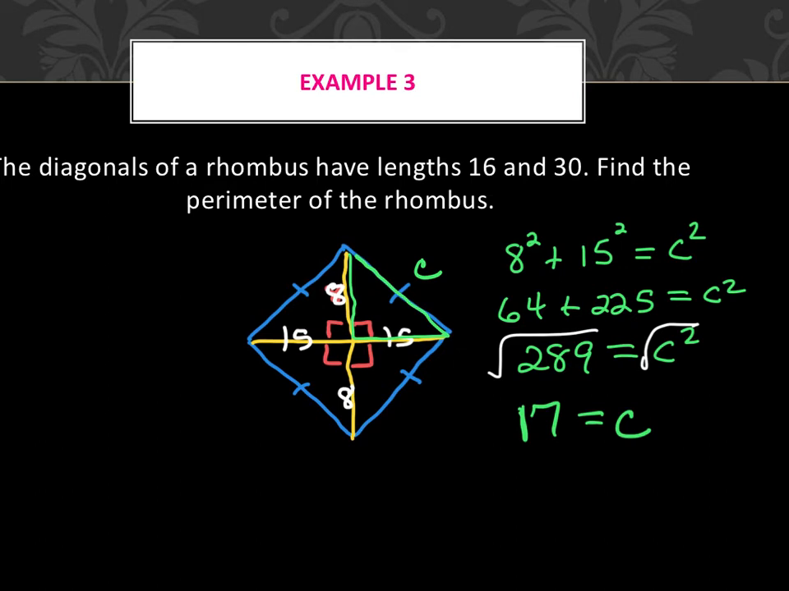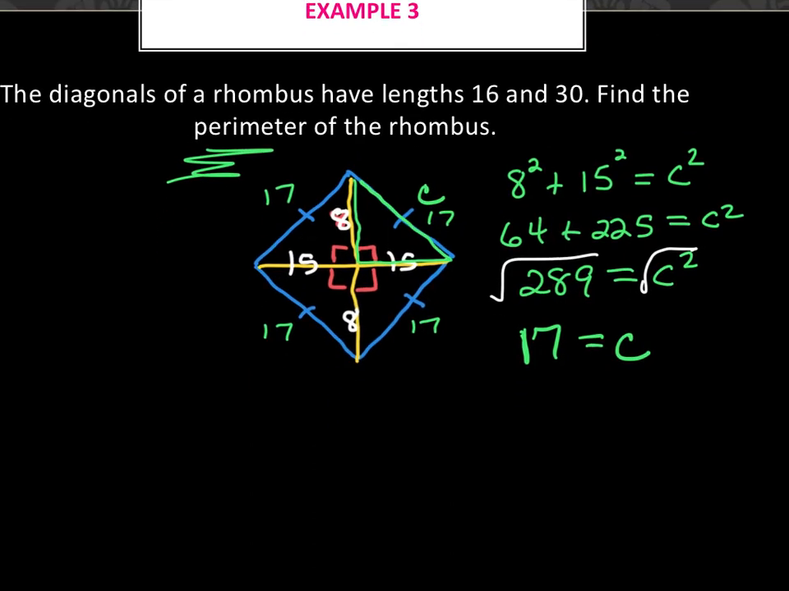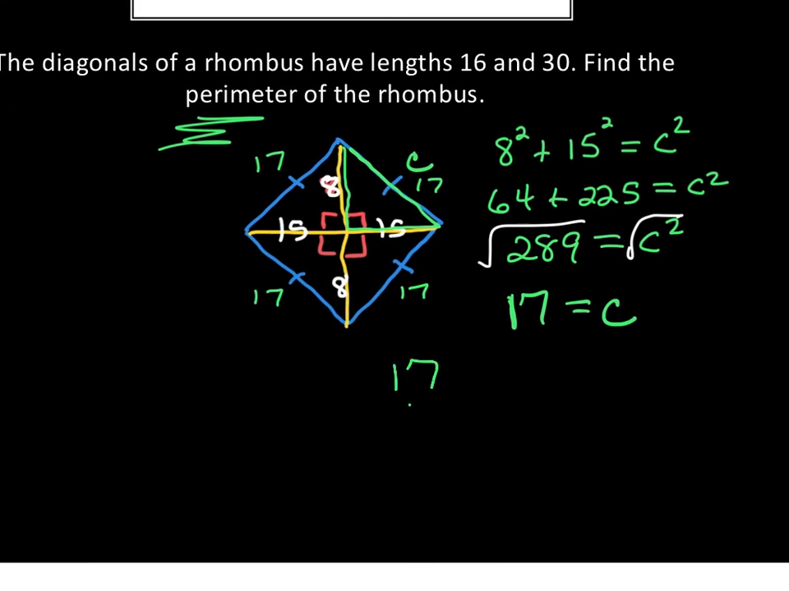And I know that in a rhombus, we have the 4 congruent sides. So I'll put 17 for all 4 sides. And now to find perimeter, I have to go back and add those 17s, or just do 17 times 4. And the perimeter of that rhombus is 68. So on your test or quiz, be very careful and make sure you are reading what it's asking you to find. It's not just asking for the side, it's asking for you to find the perimeter.